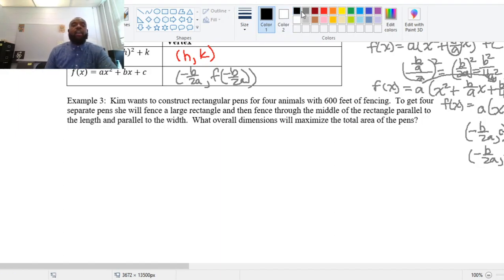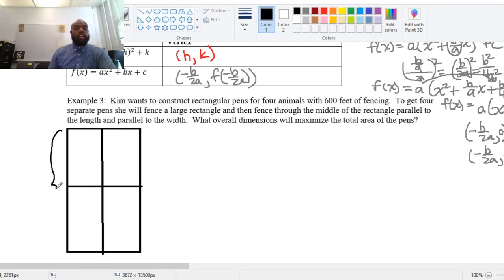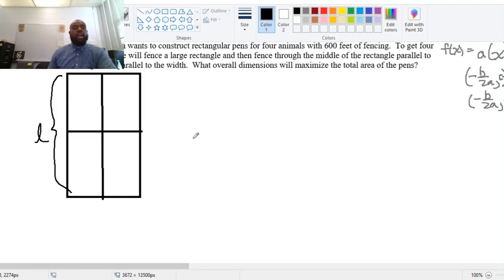So a picture is worth 1,000 words. So I have this here, and that's a rectangular pen. You're gonna make 4 pens. So I'm gonna have one side length here, and then I'm going to have a side parallel to my width like that, and I'm going to get a figure that looks like this, right? And so if I want to find the dimensions, that means the length and the width, well, I know that this side over here could be considered the length, and then this side over here could be considered the width.